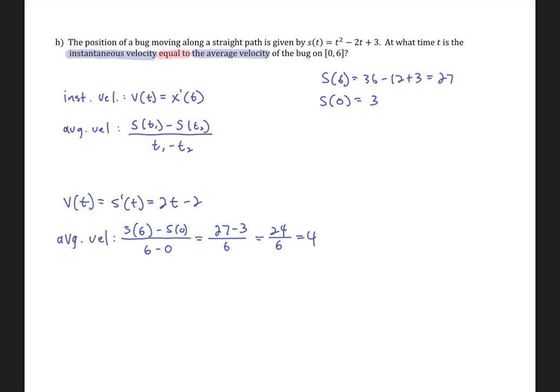Okay, so we've got an expression that represents instantaneous velocity, and we know that the average velocity on the interval is 4. So we'll set those two equal to each other, and we'll find the time when they do equal each other. So that's the time when the average velocity equals the instantaneous velocity.